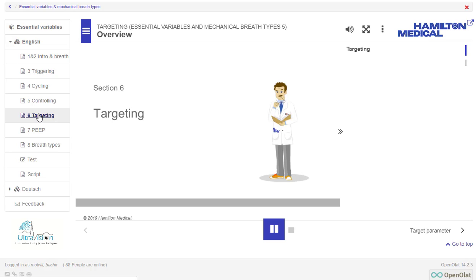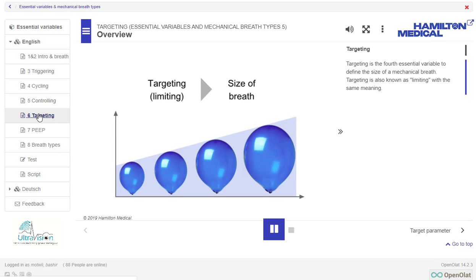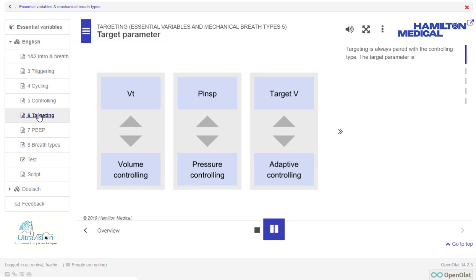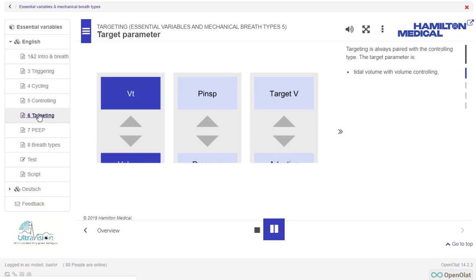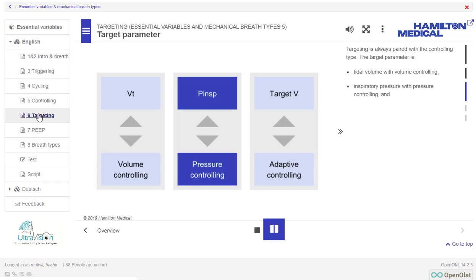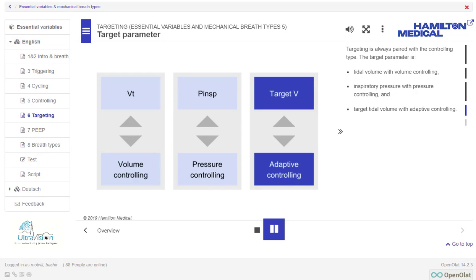Targeting. Targeting is the fourth essential variable to define the size of a mechanical breath. Targeting is also known as limiting with the same meaning. Targeting is always paired with the controlling type. The target parameter is tidal volume with volume controlling, inspiratory pressure with pressure controlling, and target tidal volume with adaptive controlling.